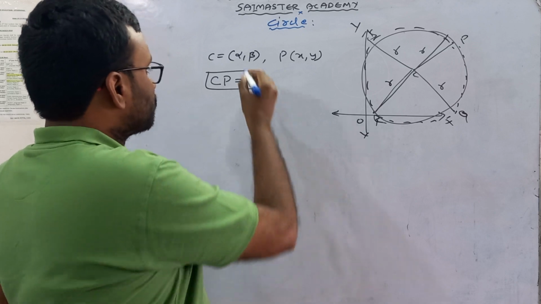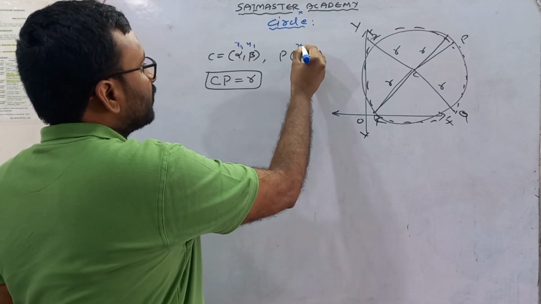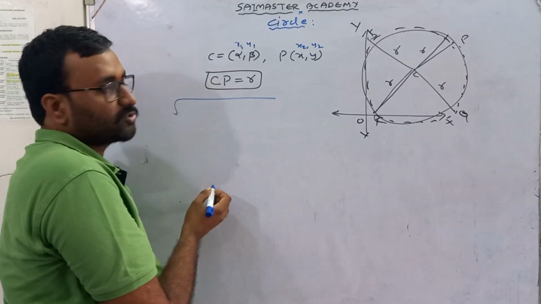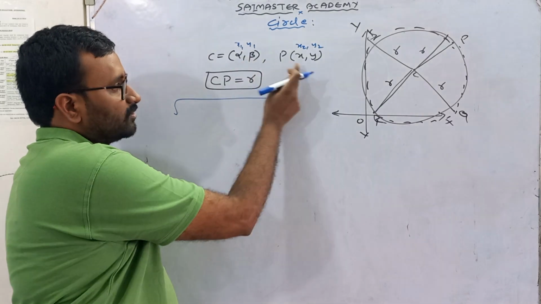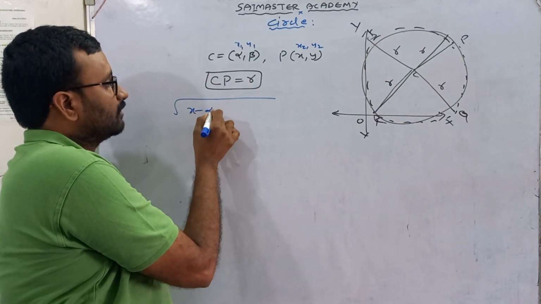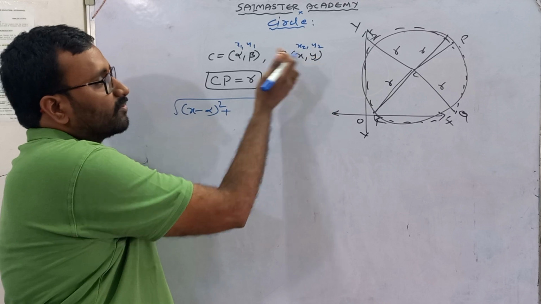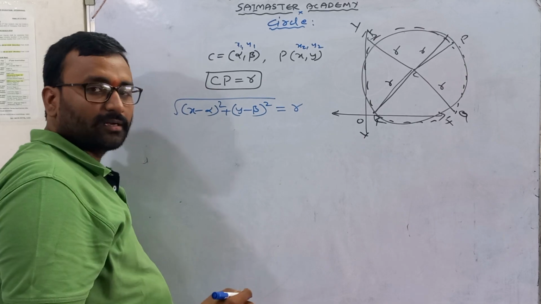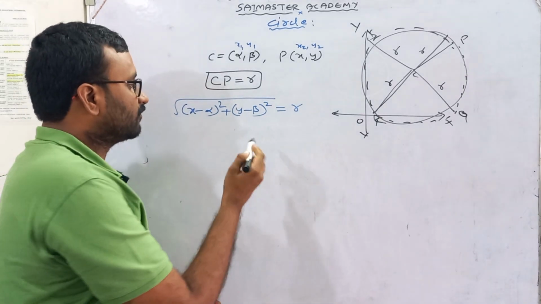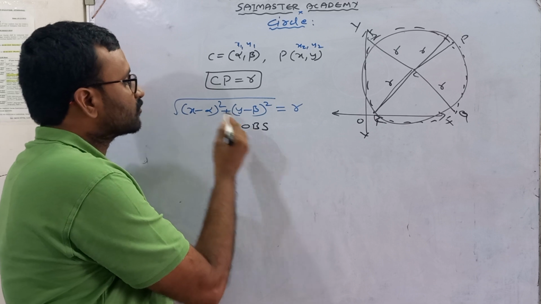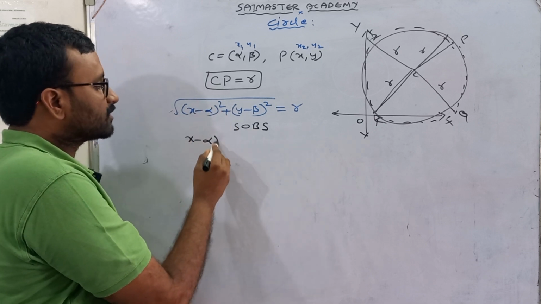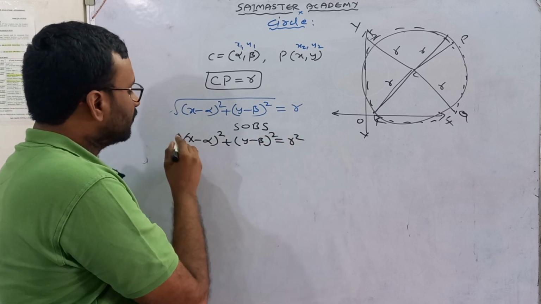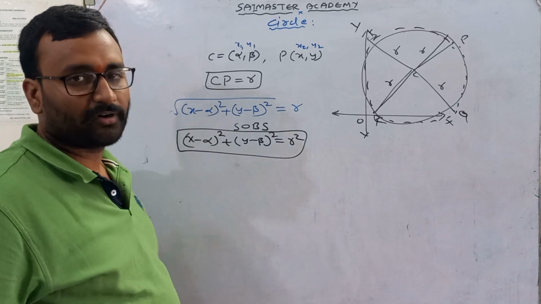Take one point as (x1, y1) and the other as (x2, y2), then apply the formula for CP: the square root of (x minus alpha) whole square plus (y minus beta) whole square is equal to the radius. Now square on both sides, the square root gets cancelled, and you get (x minus alpha) whole square plus (y minus beta) whole square equal to r square. This is called the standard form of the circle.